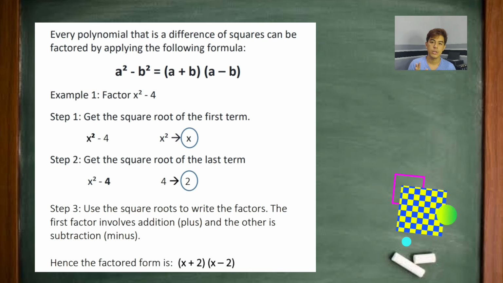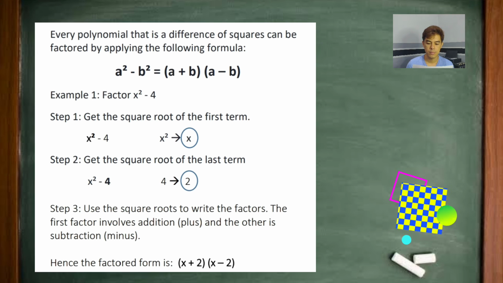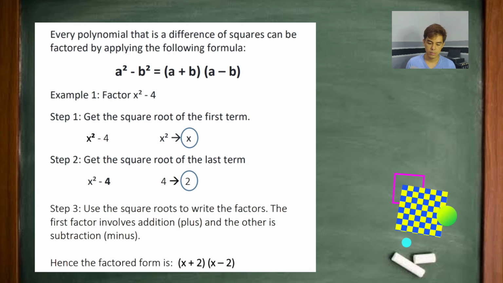Step number 1 is to get the square root of the first term. Step number 2, get the square root of the last term. Step number 3, use the square roots to write the factors. The first factor involves addition, while the other involves subtraction. Hence, the factored form is quantity x plus 2 and quantity x minus 2.